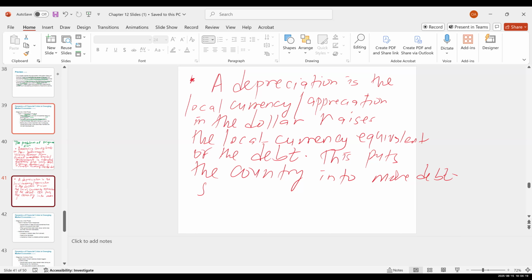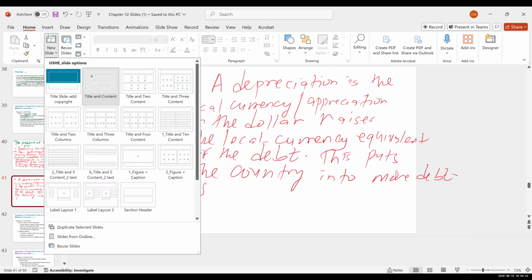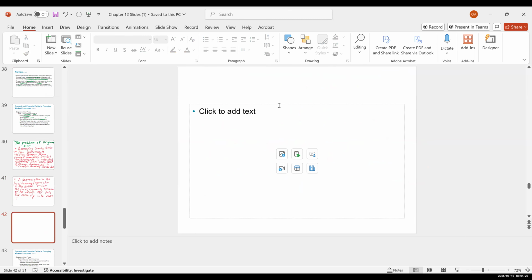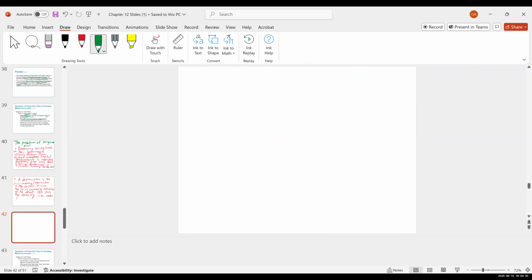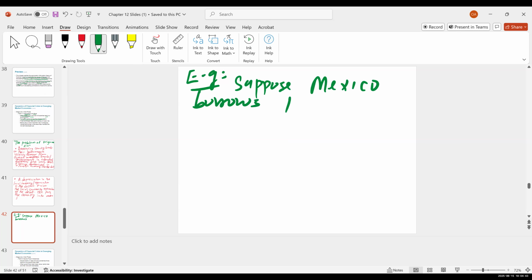Okay, so let me open a slide here, then give you an example. Suppose Mexico borrows, it's a simple example, $1,000. We know Mexico is not borrowing 1,000. They're borrowing millions or billions of dollars. But let's just, for our purpose, say Mexico borrows $1,000 today from the U.S. government.